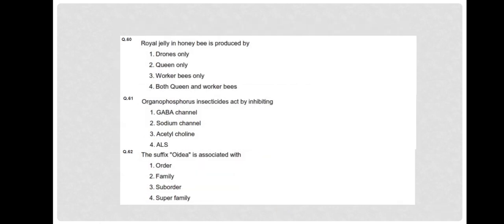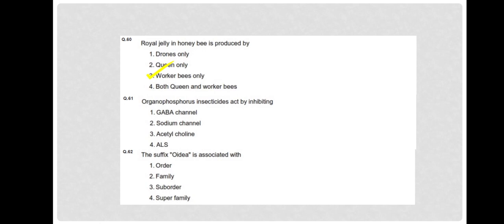Next question is royal jelly in honeybee is produced by. So the answer is worker bee only. Royal jelly is a viscous substance secreted by hypopharyngeal gland or the mandibular gland. Okay, that is in the worker bee. This is very essential for feeding the larva of queen.